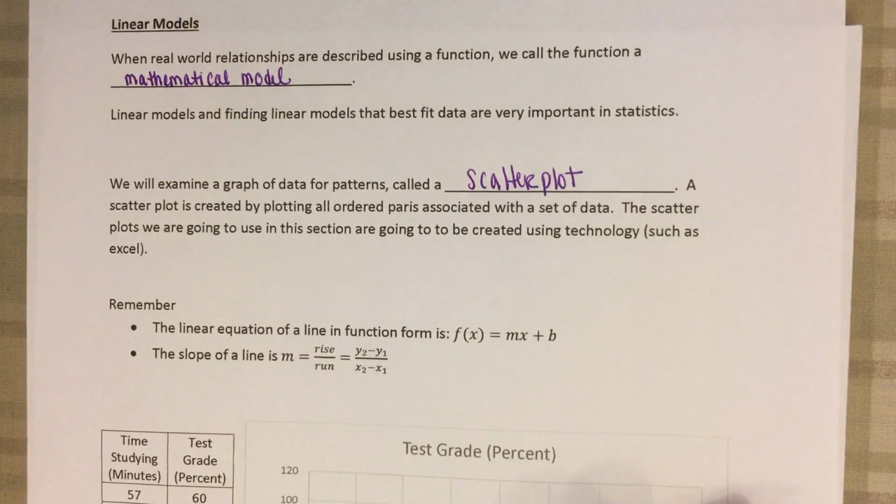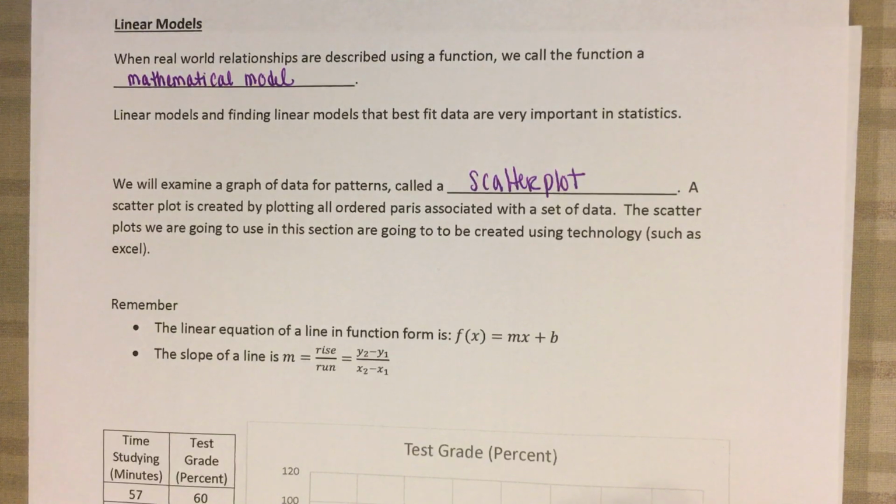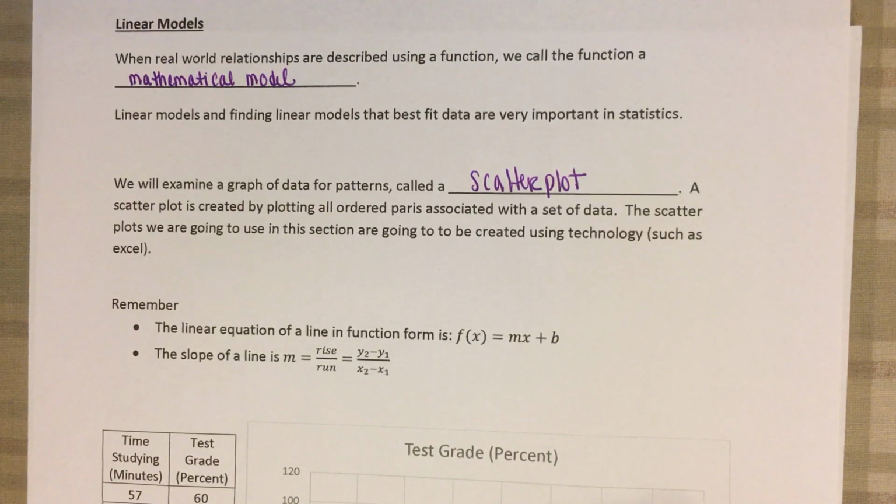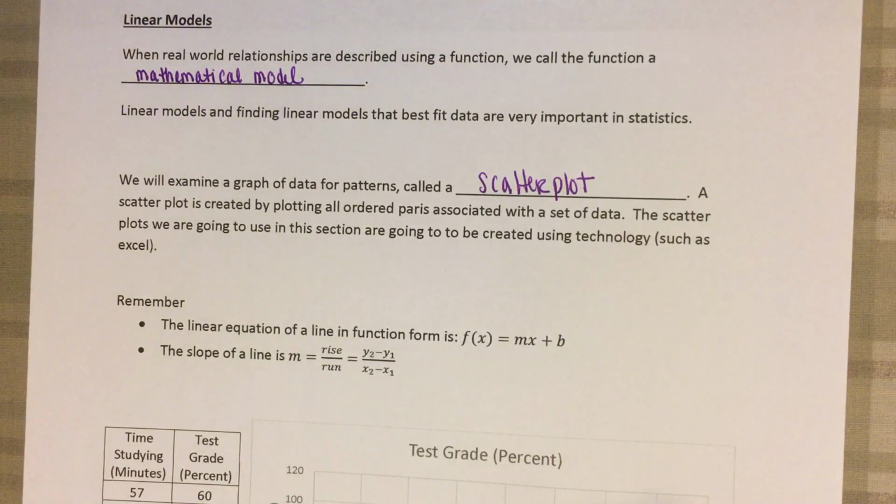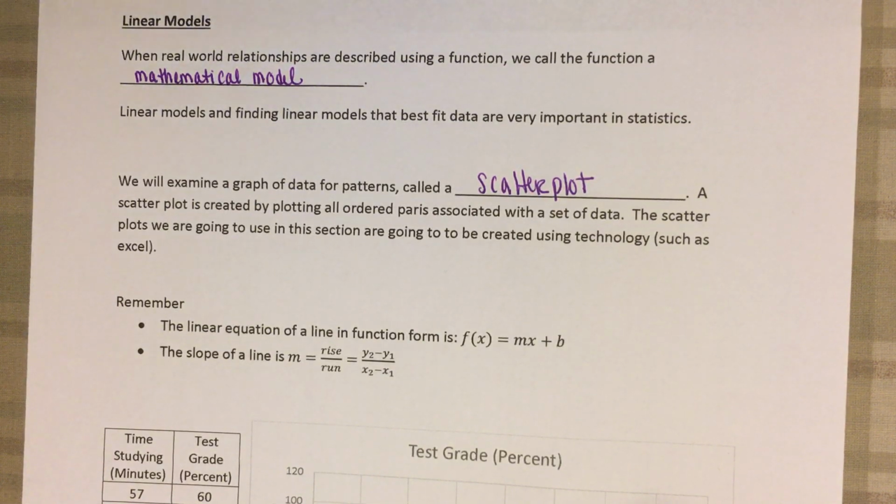Underneath here, remember that the equation of a line in function form is f of x equals mx plus b, where m is our slope and b is our y-intercept. We saw a reminder of this in the previous section at the end of section 5.2, and we also calculate the slope of our line as m equals y2 minus y1 over x2 minus x1.